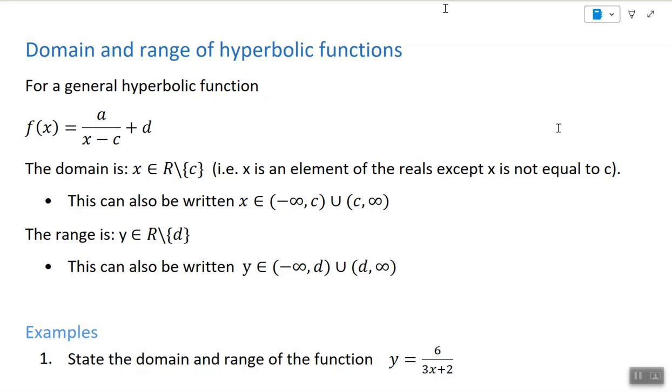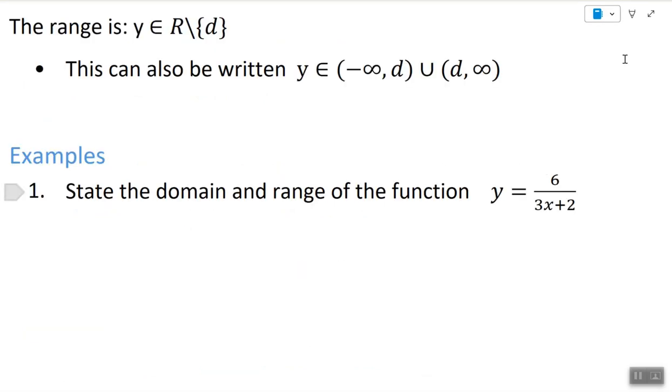So x is every number. It could be negative a million. Could be negative 1,700.69532. But it's not that number there. That's what this slash means. X is an element of reals, except that. The range, Y is an element of reals, except for this number, because that is the Y asymptote.